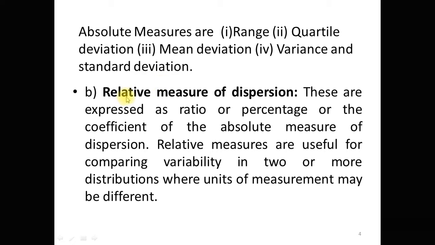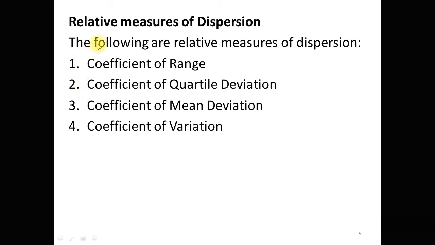And the second one is the relative measure of dispersion. These are expressed as a ratio or percentage or the coefficient of the absolute measure of dispersion. Relative measures are useful for comparing variability in two or more distributions where units of measurement may be different. The following are relative measures of dispersion: coefficient of range, coefficient of quartile deviation, coefficient of mean deviation, and coefficient of variation.